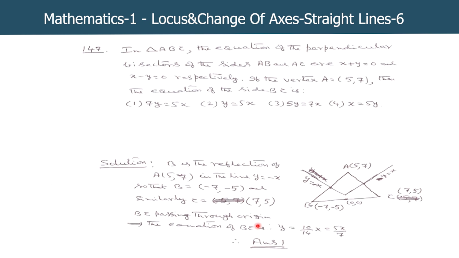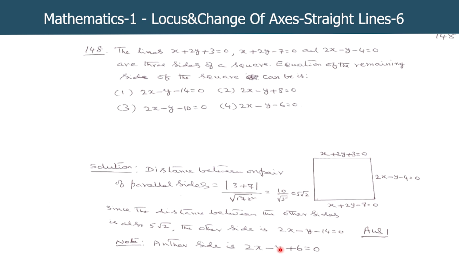So therefore the equation of the side BC is y is equal to 10 by 14 into x, that is equal to 5x by 7. So the answer is option number 1. Of course, here you must note that another side is 2x minus y plus 6 equal to 0. Because if you are given 3 lines, then there will be one line on one side of 2x minus y minus 4 equal to 0 and another line on the other side. So actually you will get 2 lines, out of which one line is asked, that's why it can be.